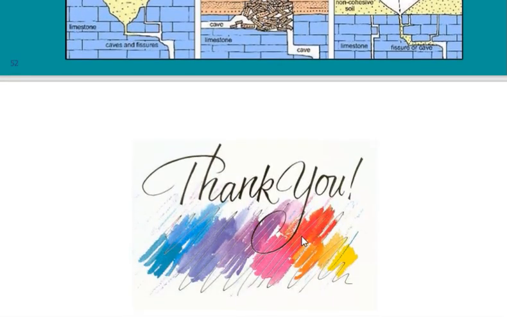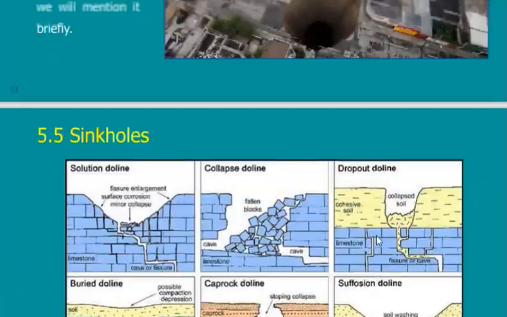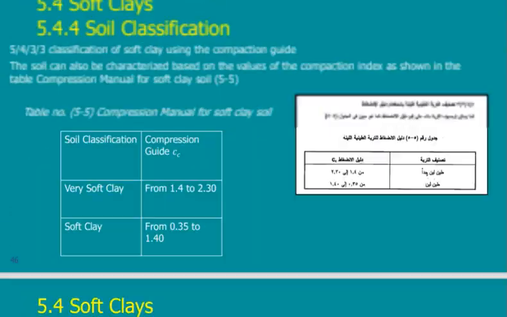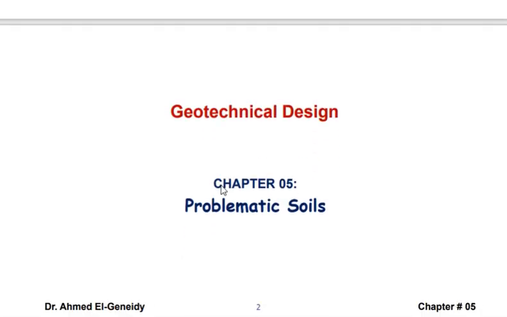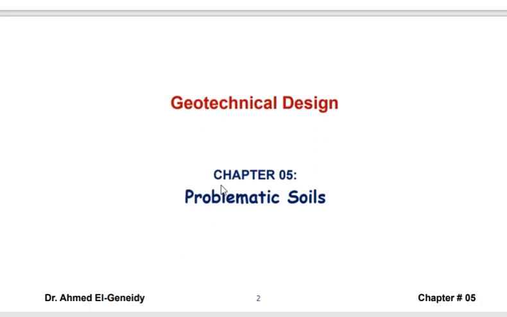This ends our lecture for the problematic soils. We said that we have 3 types plus 1, which is the sinkholes. We discussed everything related to it. I think it may help you in some of your projects, and it will help you in the future in case you meet something related to problematic soil.